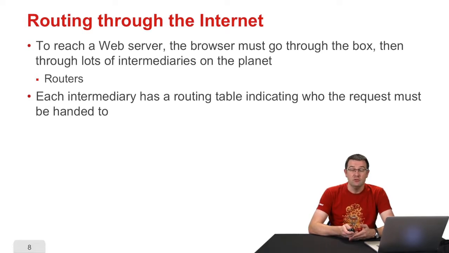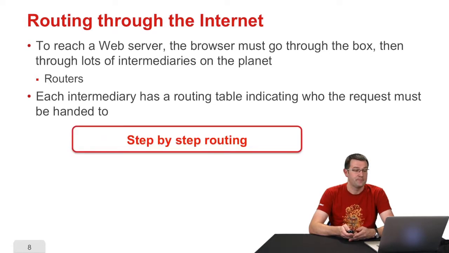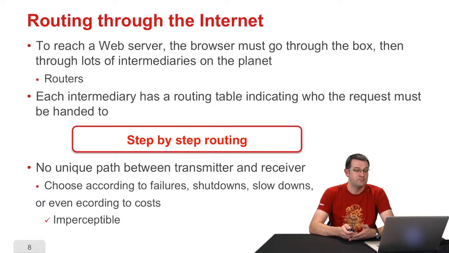So the data leaves, the box will send the packet to the internet provider, which will look on its table and pass the data to another internet provider, etc., until it gets to fun server. So that's actually step-by-step routing. When it gets to an intermediary, each packet looks where it has to go, and then the same for the next intermediary. What's funny here is that there is no unique route between transmitter and receiver.